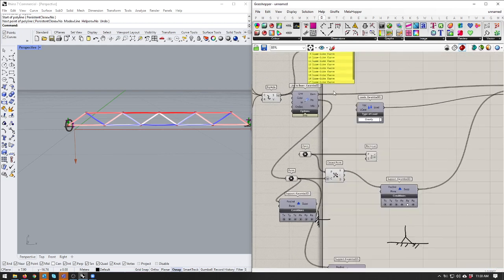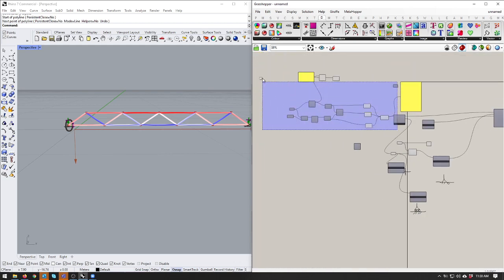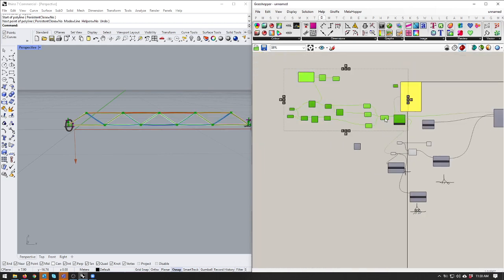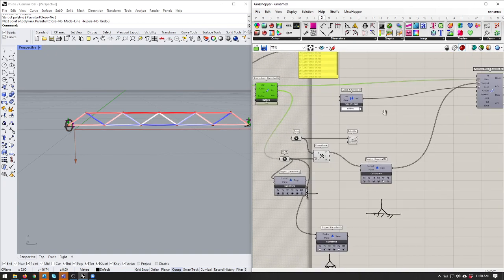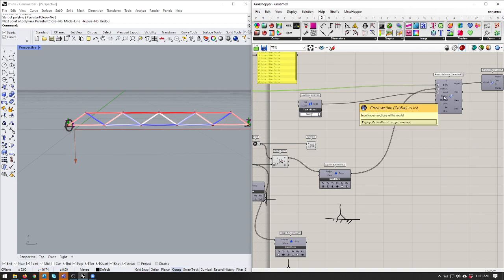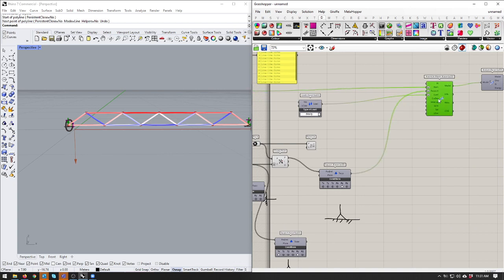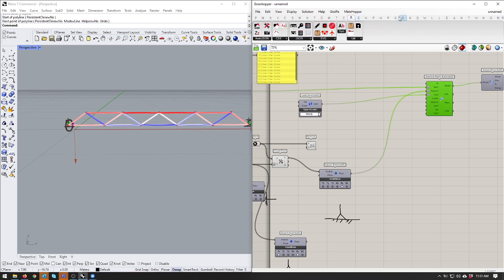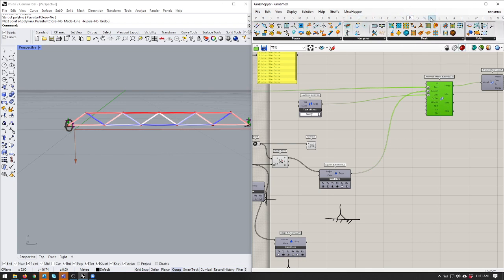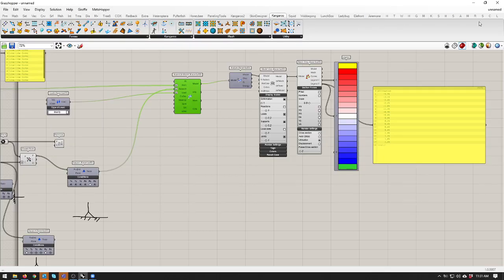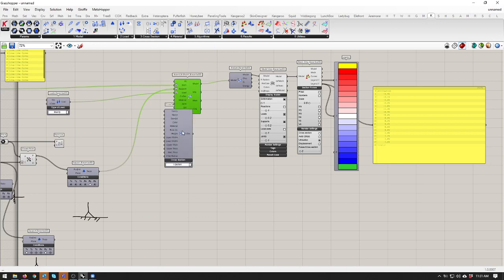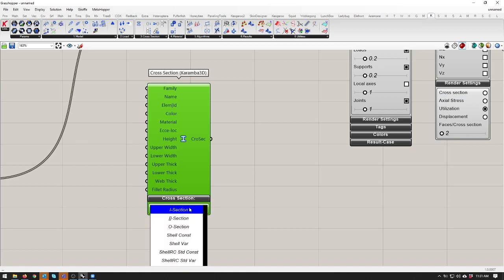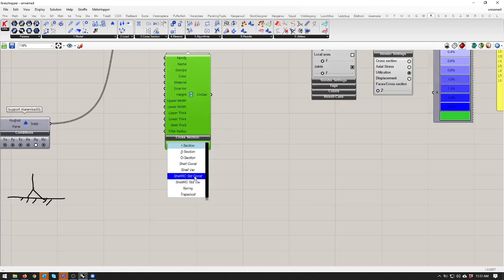So, the blanket method, let's just say we're going to be using only one member for the whole structure. We can plug a new cross-section into the cross-section input. So how do we build a new cross-section? We just have to go find Karamba again. In the cross-sections area, there is the cross-section component. This is a component that has quite a lot of options to pick from.